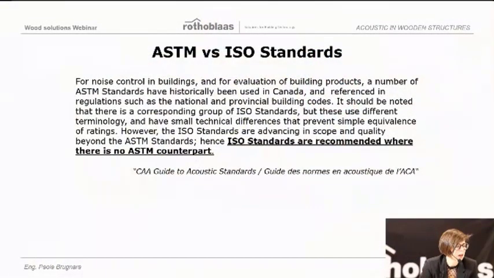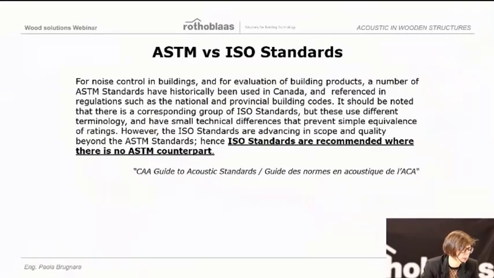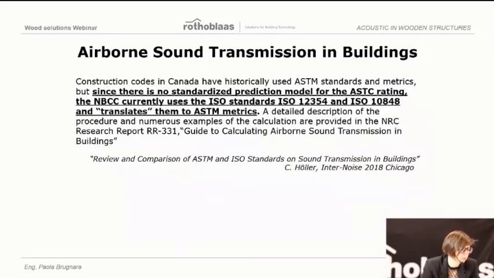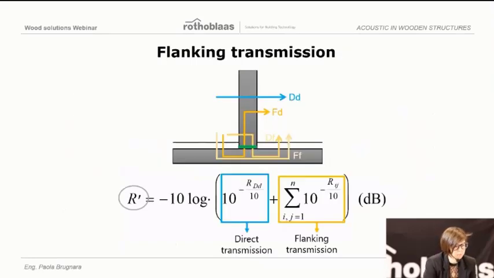Okay, before starting, I would like to clarify the relationship between ASTM and ISO standards, because maybe some of you are more familiar with ASTM metrics and others with ISO standards. ISO standards are recommended where there is no ASTM counterpart. During our presentation, we will use ISO 12354 and ISO 10848. Both of these standards do not have an ASTM counterpart. For this reason, the ISO standard will be translated to ASTM metrics. So the calculation will not change too much.